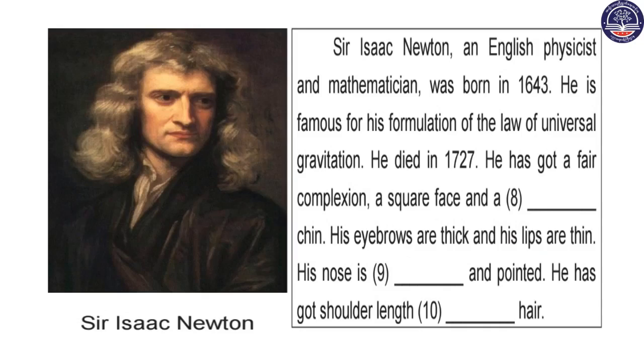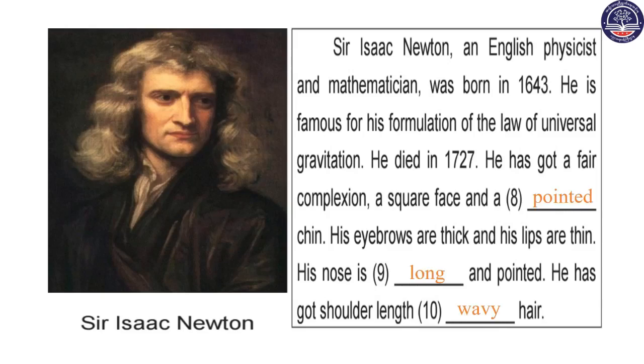Sir Isaac Newton, an English physicist and mathematician, was born in 1643. He is famous for his formulation of the law of universal gravitation. He died in 1727. He has got a fair complexion, a square face, and a blank chin. His eyebrows are thick and his lips are thin. His nose is blunt and pointed. He has got shoulder-length black hair. Okay, read it again and complete the text first.